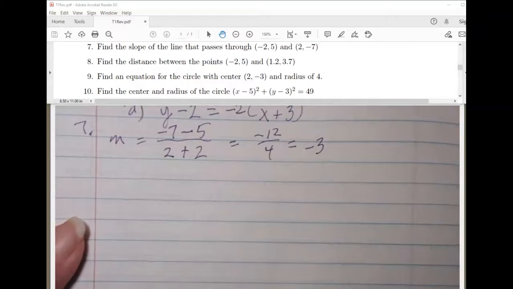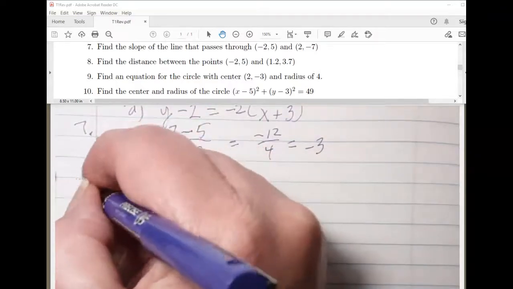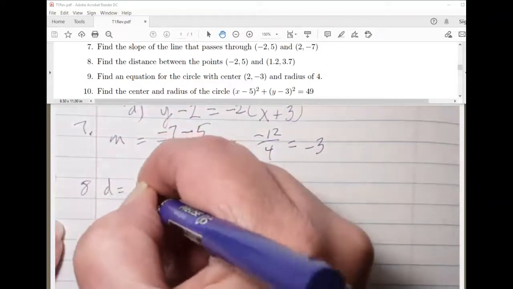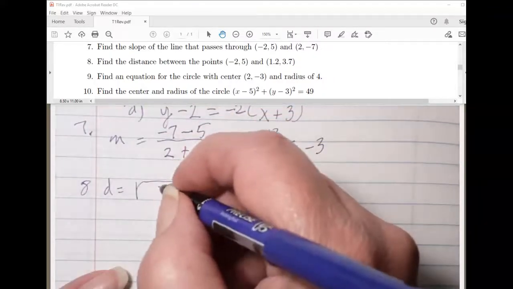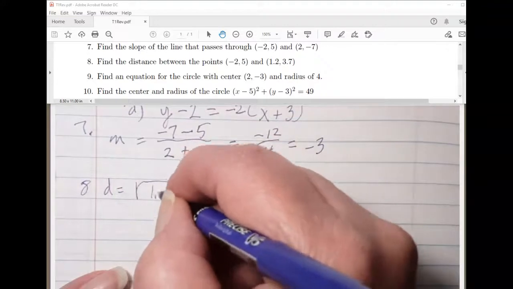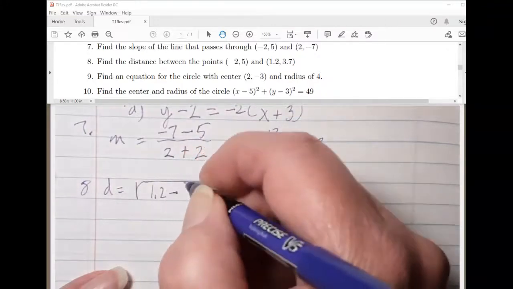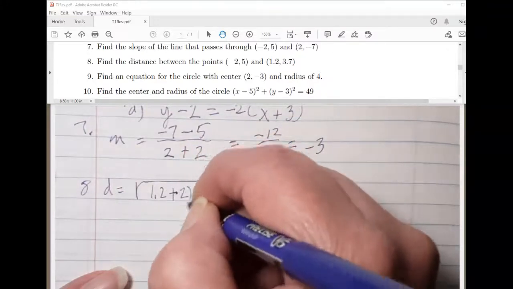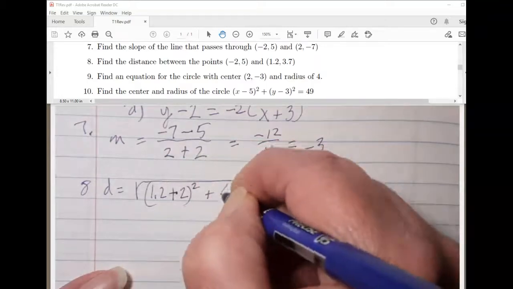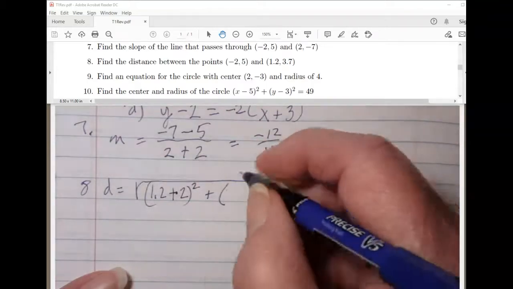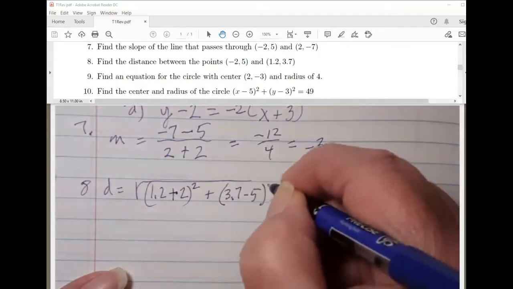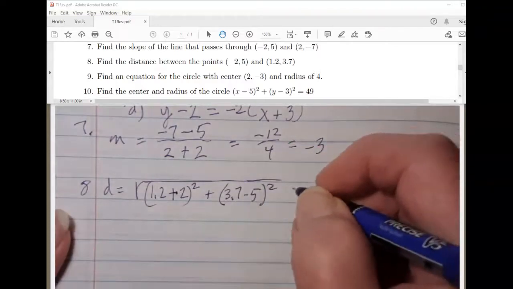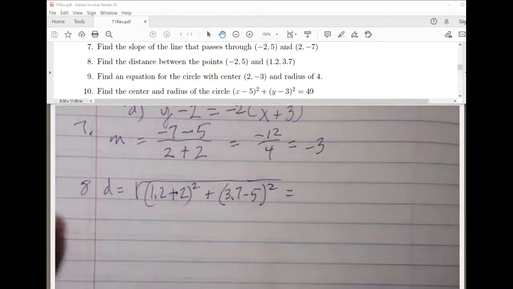Number 8 says find the distance between the points. So we need the formula. Distance is equal to the square root of x2 minus x1. So x2 is 1.2 minus x1 is minus a negative 2, which would be plus 2 squared, plus y2 is 3.7 minus 5 squared. And you can go to your calculator and do this now. So let's do that.